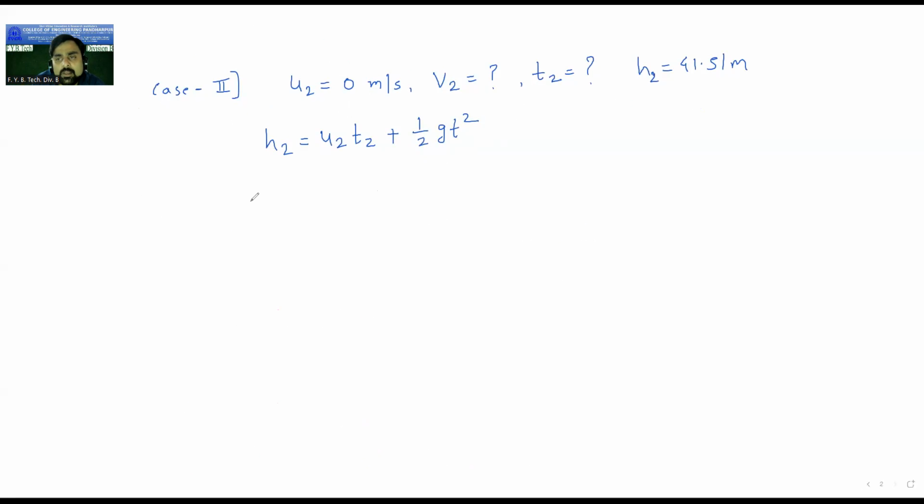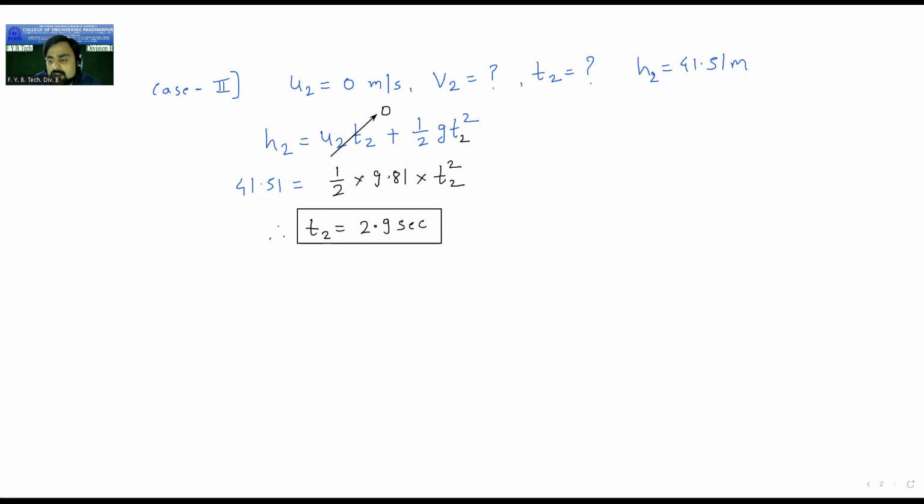So now I will put the value. h2 is 41.51, which is equal to u2 is 0 आहे. u2 ची value बघा, this value of u2 is 0. Therefore this entire term will become 0. As u2 is 0, this term will become 0. What is remaining now? Half into 9.81 into t2 square. So reshuffle the terms and let me know the value of t2. 2.9. Please check the value. This is the value of t2.